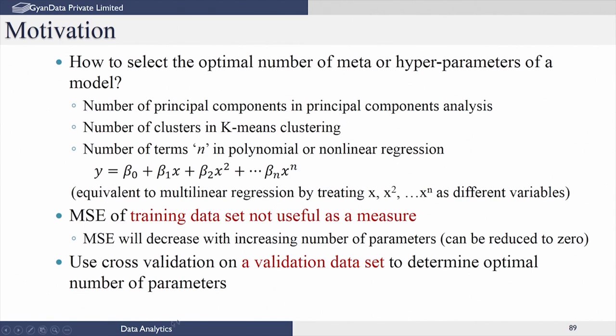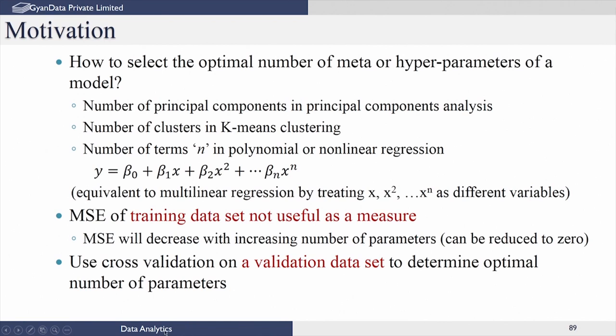hyperparameters of a model. Although we have not introduced principal component analysis in this series of lectures, nevertheless when you learn it in a higher advanced course on data analytics, you will come across this idea of principal components, and one of the problems in principal component analysis is to select the number of principal components that are relevant. We call this a hyperparameter or a meta parameter of the model.